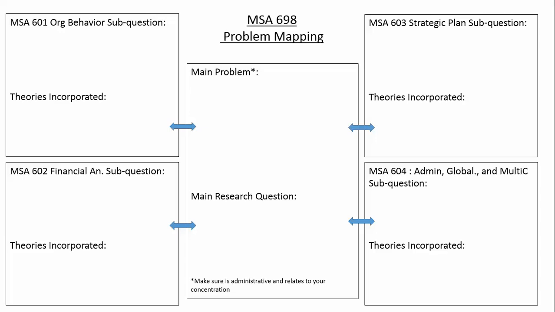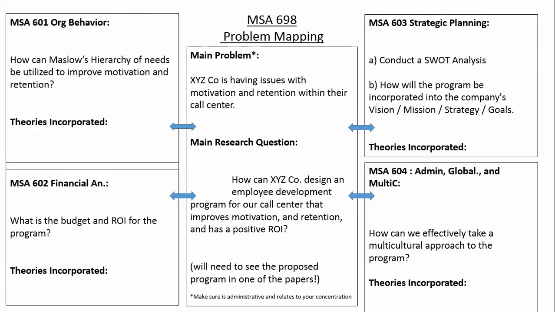MSA 601, we start out with 603, the strategy plan. So you come up with main research questions and then you tie your research questions in 603 to the main research questions. And the same with 604, 601, 602. And then you're going to tie it all together into recommendations and conclusions. So this is kind of what it looks like when you get done.